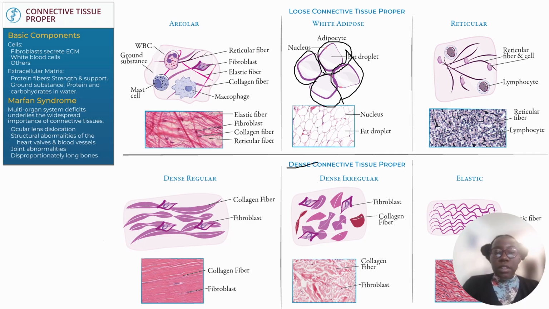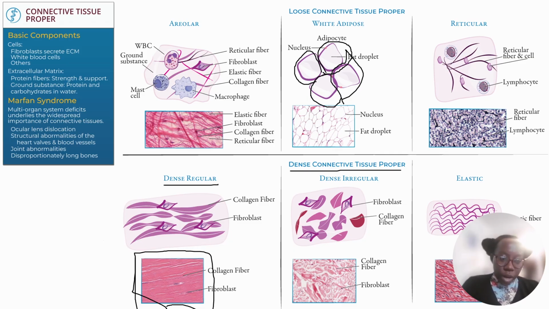And here for the dense connective tissue proper, we have dense regular. Here they are dense because there is little to no space in between the cells. If you look at this picture here, you can see there is little to no space in between compared to this one.